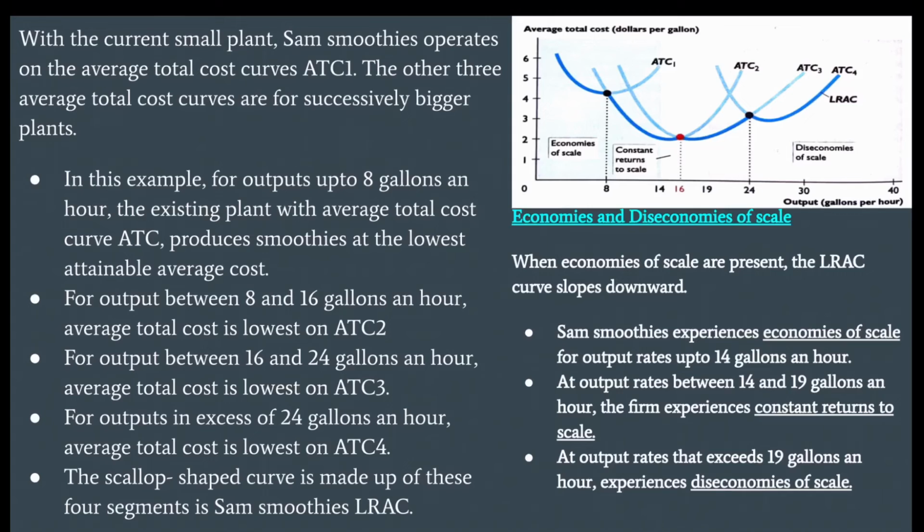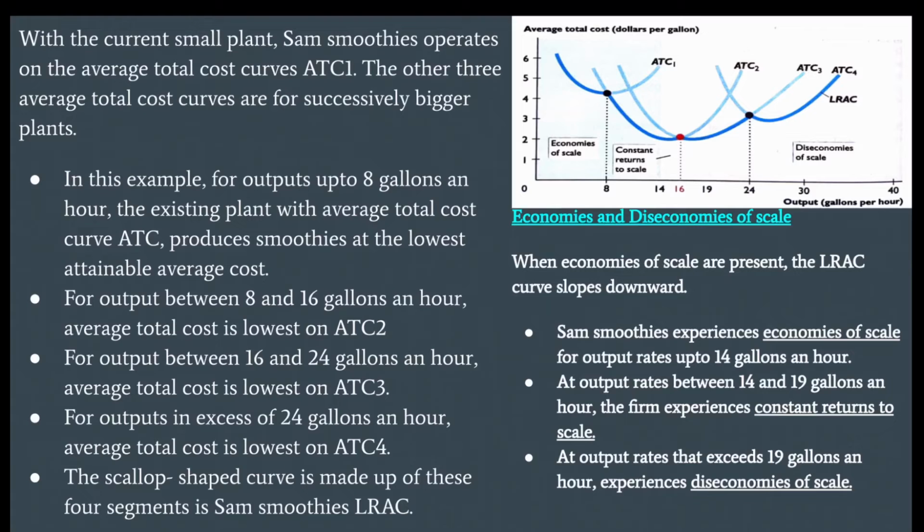With the current small plant, Sam's Smoothies operates on an average total cost curve, ATC1. The other three average cost curves are for successively bigger plants. In this example, for outputs up to 8 gallons an hour, the existing plant with average total cost curve ATC1 produces smoothies at the lowest attainable average cost.